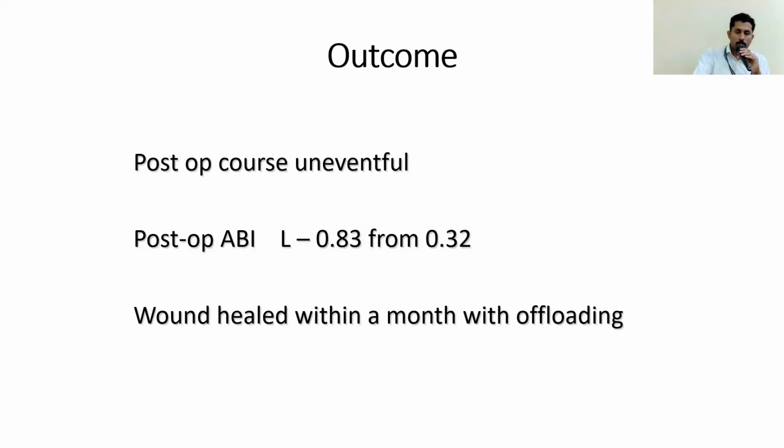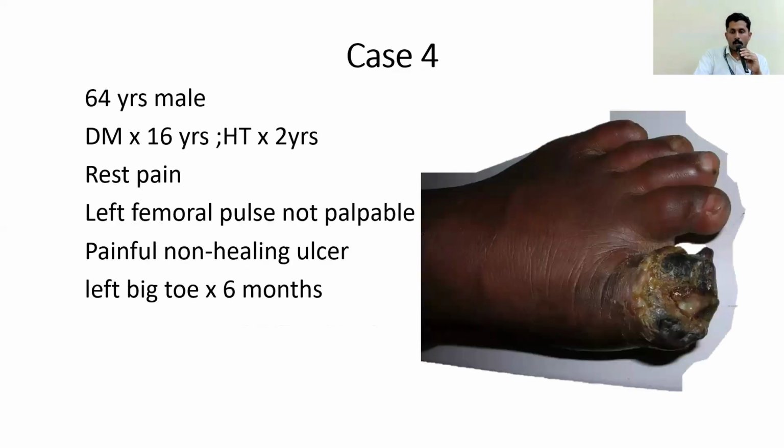Post-op course was uneventful, and ABPI has also improved. This is the fourth case. It's a 64-year-old gentleman, diabetic, hypertensive, and presented with a left grade 2 gangrene. Outside, he was treated with a partial amputation. He came with severe rest pain and a discharging amputated stump for the past 6 months.